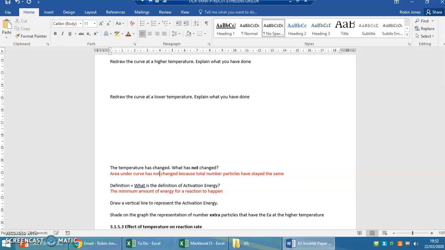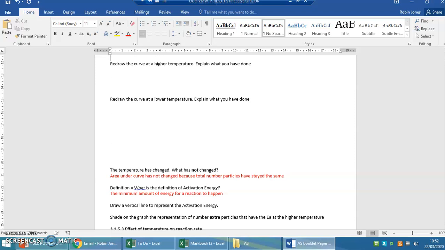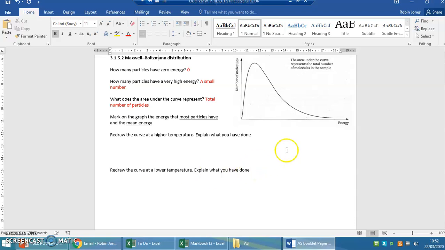What is the definition of activation energy? It's the minimum amount of energy for a reaction to happen. Draw a vertical line to represent activation energy. Now you can put that anywhere you want, but I would put it, let's say, about here. Let's draw a vertical line about here.